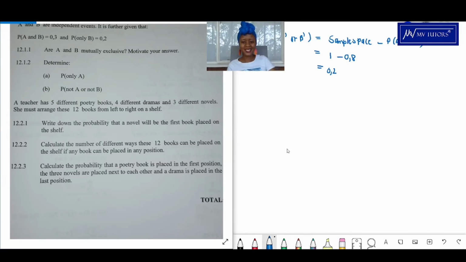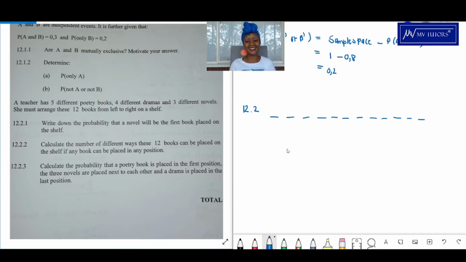Okay, what does it want from us? 12.2. So a teacher has 5 different poetry books, 4 different dramas, and 3 different novels. She must arrange these 12 books from left to right on a shelf. Okay, so we have 12 spaces. Okay, and because these are books, 1, 2, 3, 4, 5, 6, 7, 8, 9, 10, 11, 12. They are different, right? You can't get repetition here.